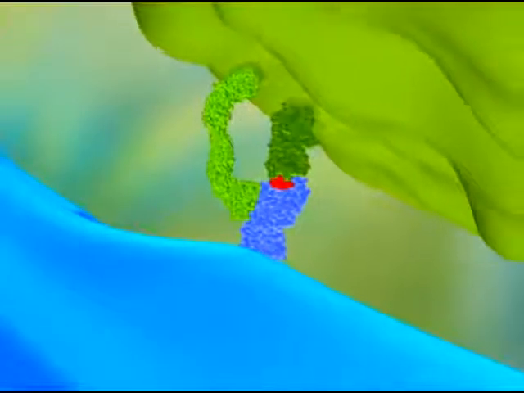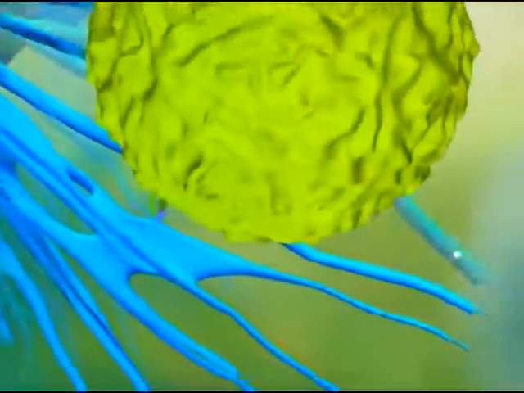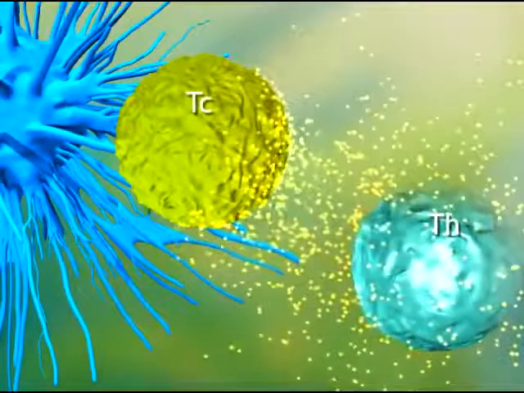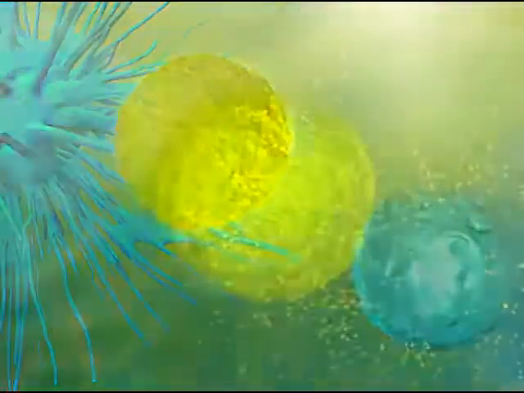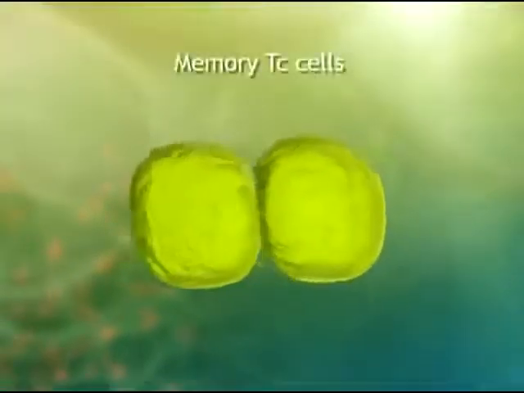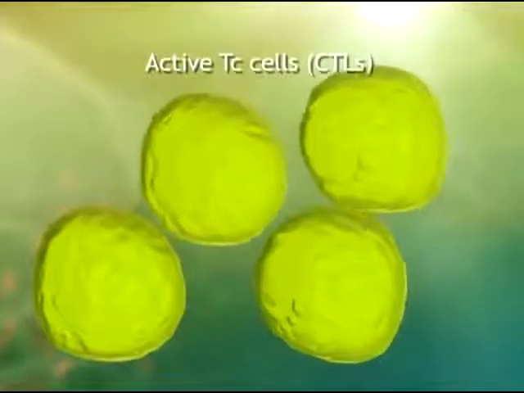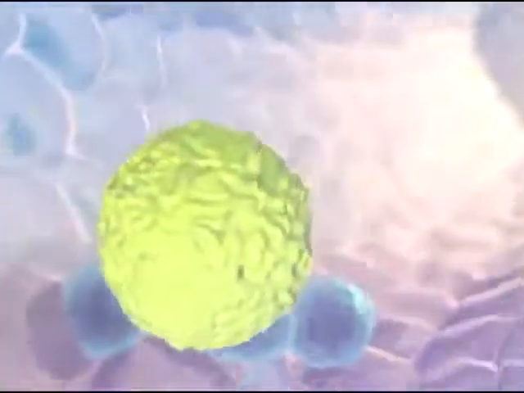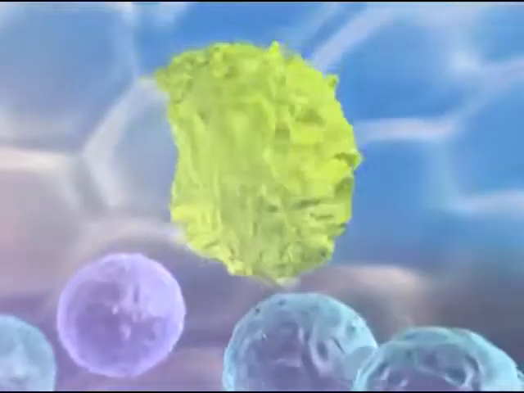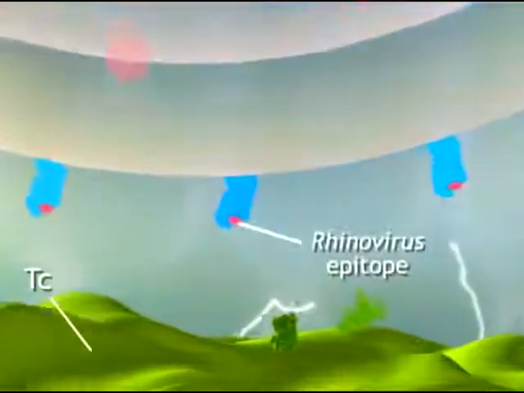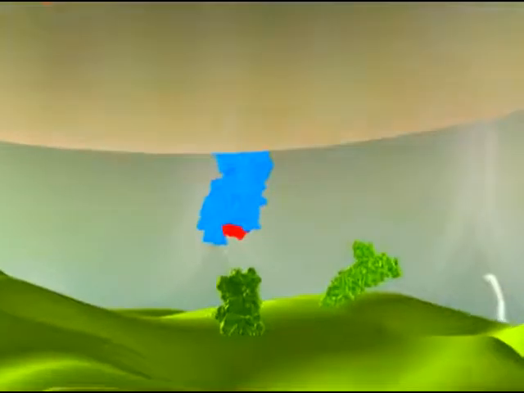With the help of cytokines from a nearby helper T cell, the cytotoxic T cell is activated and clonal expansion occurs, resulting in some long-lasting memory cells ready for a subsequent exposure, and many active cytotoxic T cells, or CTLs, that leave the patient's lymph vessel to search for infected cells that present rhinovirus epitope with their MHC1.